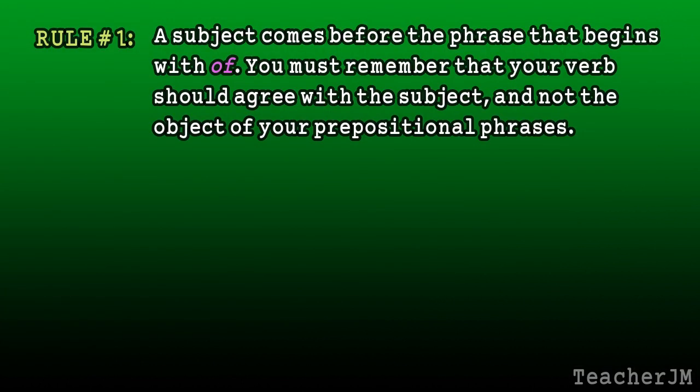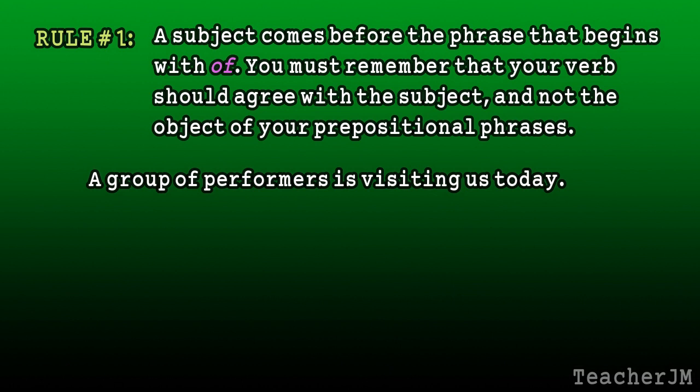Rule number 1. A subject comes before the phrase that begins with "of." You must remember that your verb should agree with the subject and not the object of your prepositional phrase. Examples: a group of performers is visiting us today. The subject here is group, and this is where our verb should agree. This is why we are using the verb is. The prepositional phrase of performers must not confuse you with where your verb should agree.